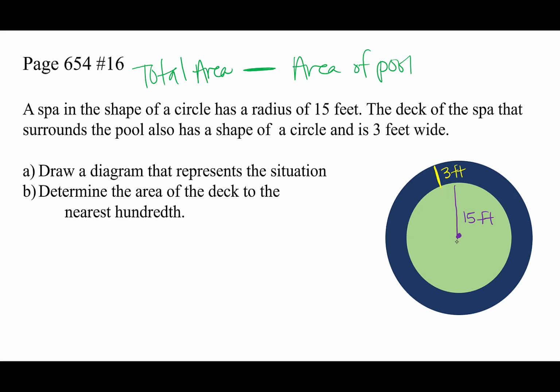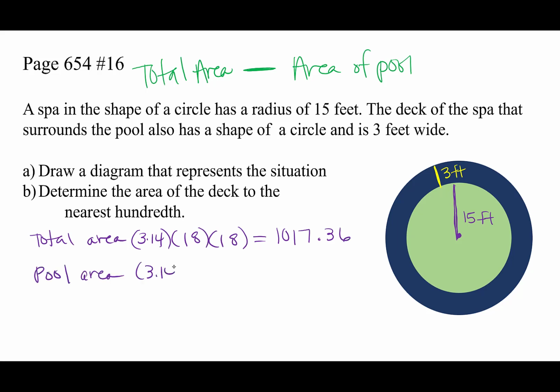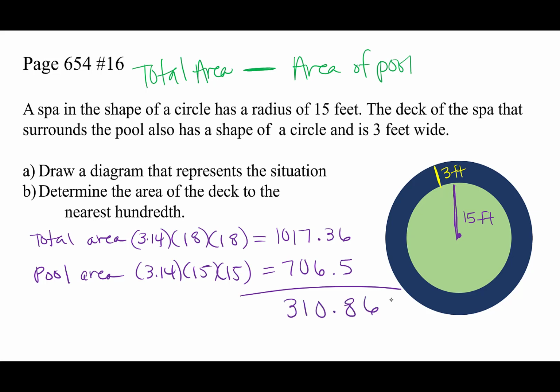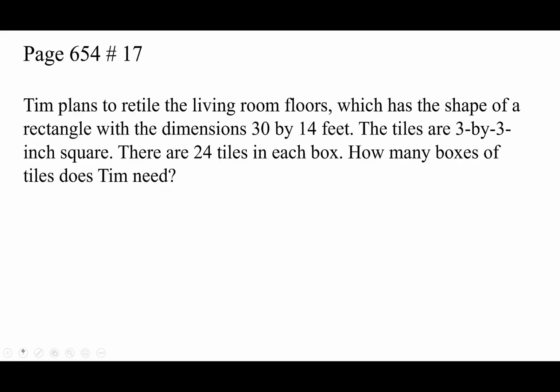Total area, if we know the pool has a 15-foot radius and then there's an additional 3 for the deck, so the total area is going to be 3.14 times 18 times 18, and that's 1,017.36. Now we're going to find the area of just the pool. It's 3.14 times 15 times 15, and that is 706.5. Now subtract those two values to get 310.86 feet squared.